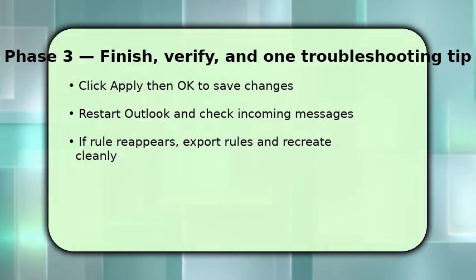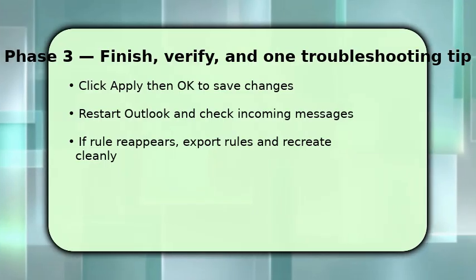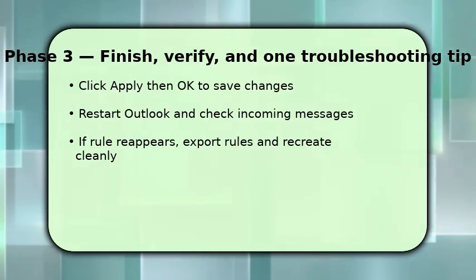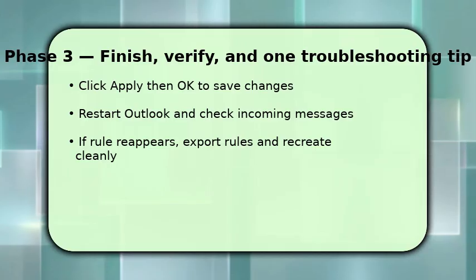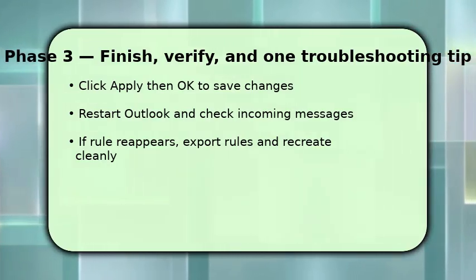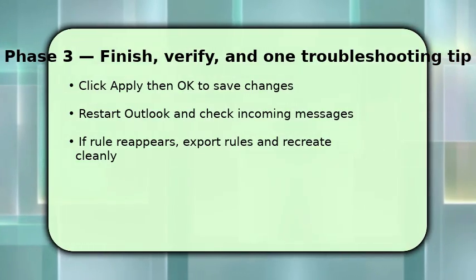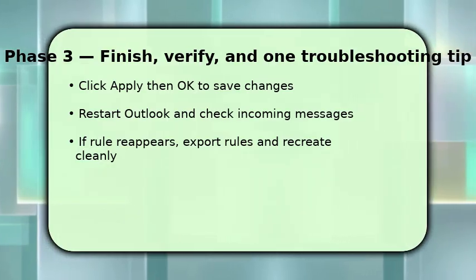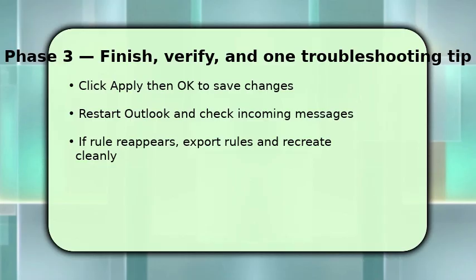If the rule still appears or reactivates, export your rules for backup, then recreate only the necessary ones. This clears corruption. If problems persist, make sure cached mode is off, or use Outlook Web Access to remove server-side rules. Contacting your admin is the last resort if sync errors continue.